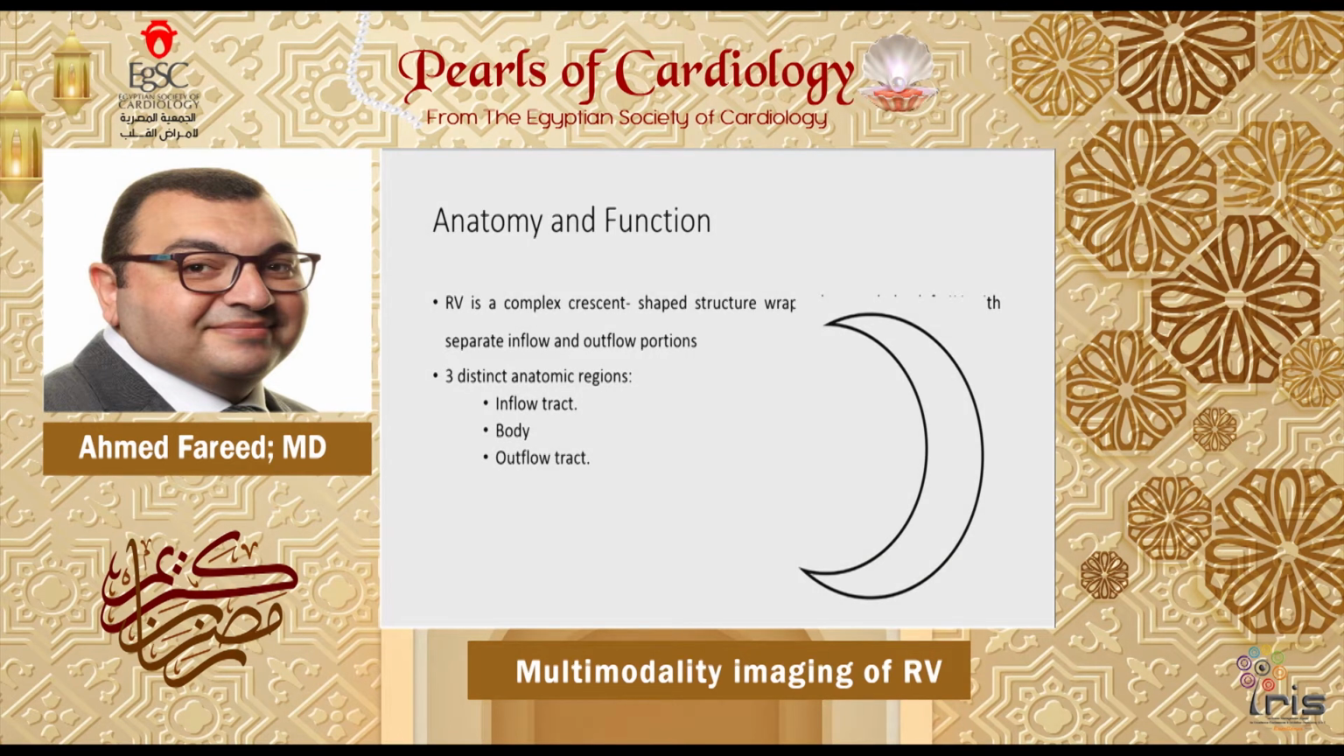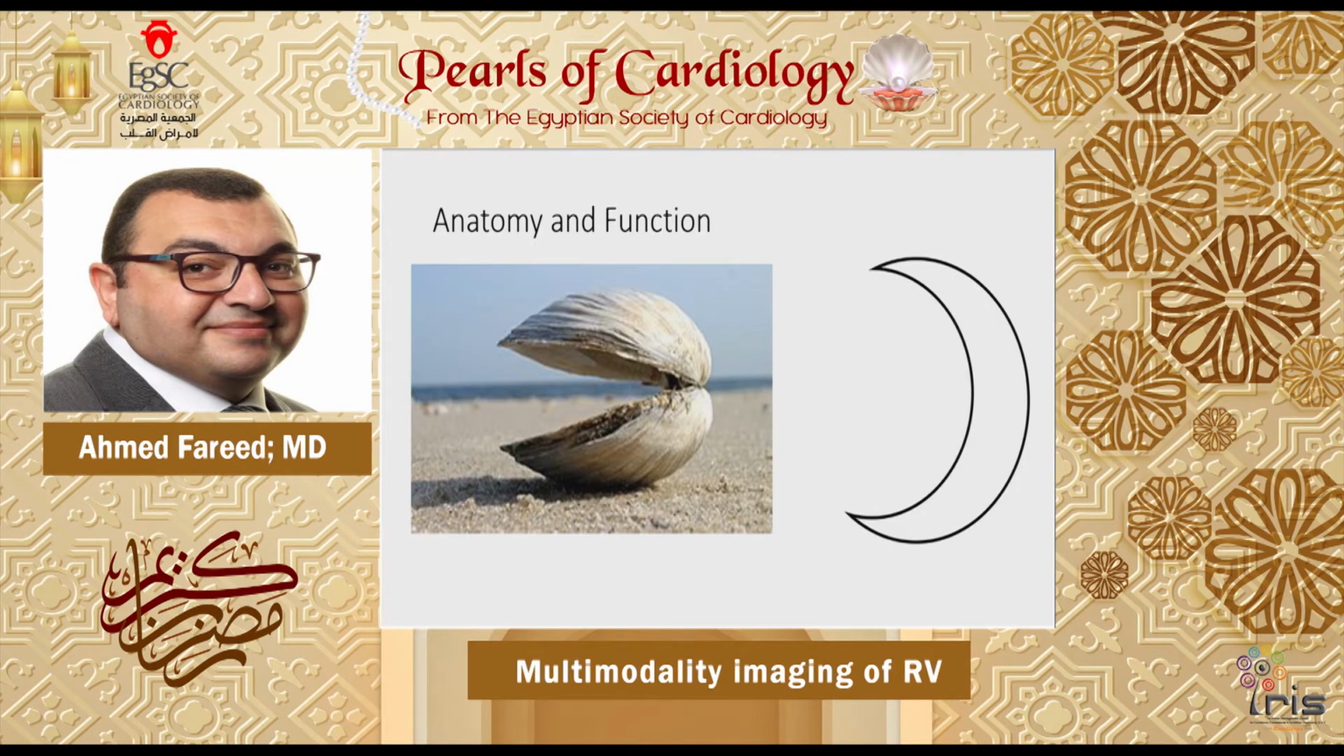The problem with the right ventricle is in its anatomy and function. The right ventricle is a complex crescent shape. It's wrapped around the left ventricle through the inflow and the outflow portions. The right ventricle is composed of three distinct anatomical regions. It includes the inflow tract, the body, and the outflow tract, and it resembles a clam shell around the left ventricle. We can describe it like a clam or a crescent.